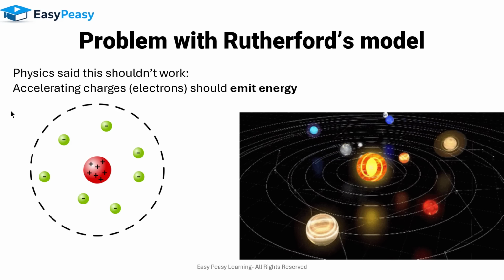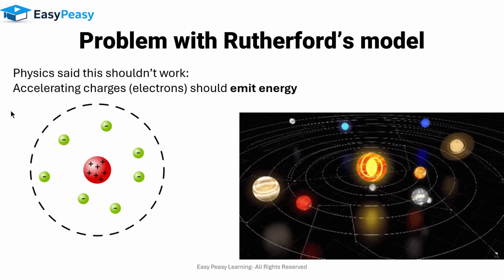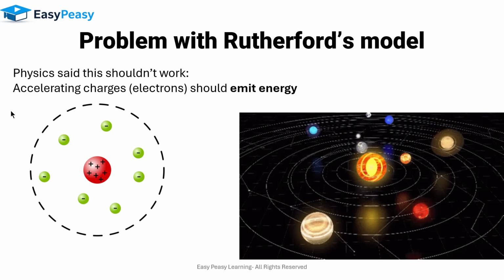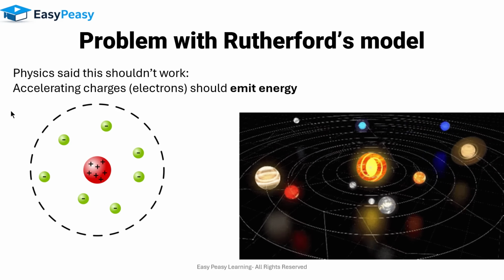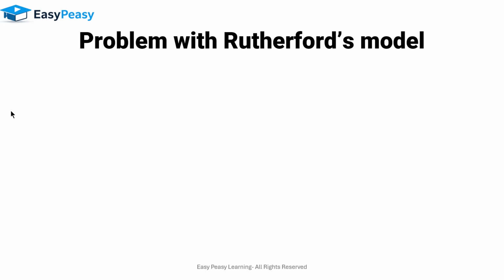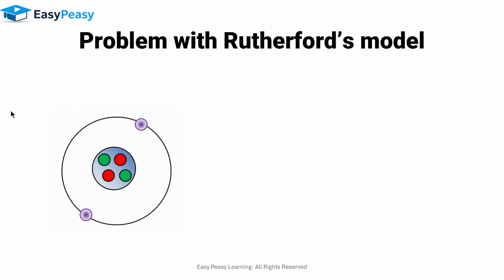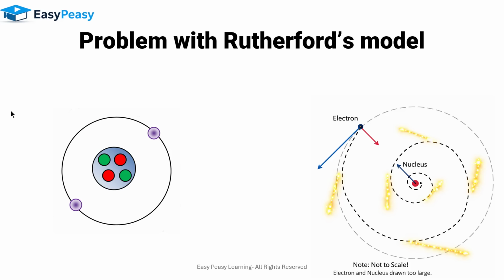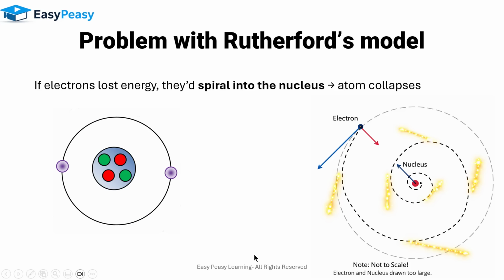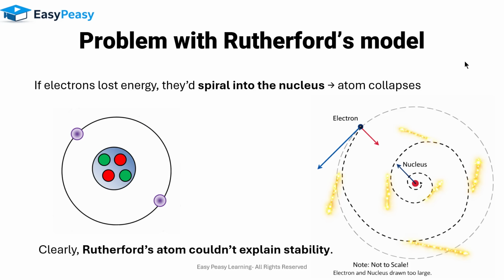Now, in physics, that shouldn't work because electrons have charge and they should emit energy if they are accelerating, just like planets. And then if they are accelerating and emitting radiations, then ultimately these electrons, after emitting radiations continuously, should fall inside the nucleus. But that's not the case with the real atom, because an atom doesn't collapse by itself in real life. So the Rutherford model clearly could not explain the stability of the atom at that time.